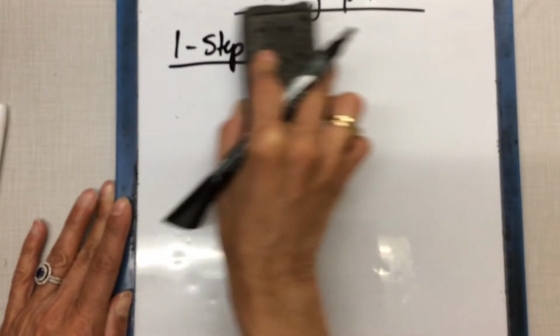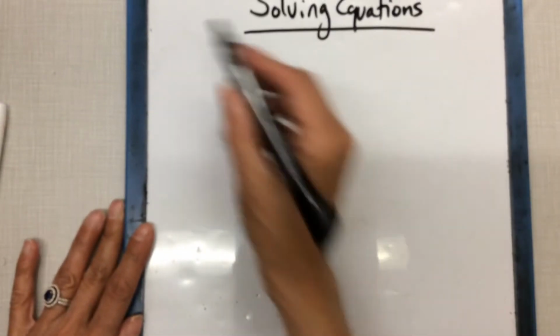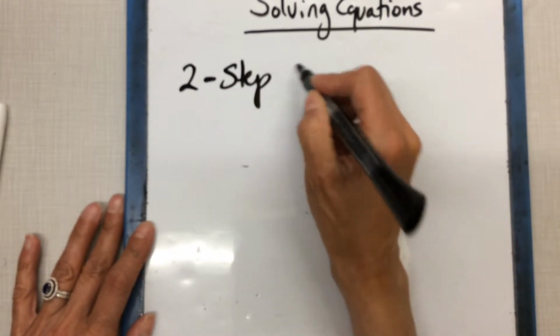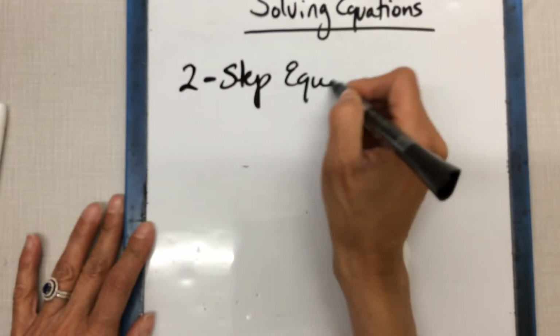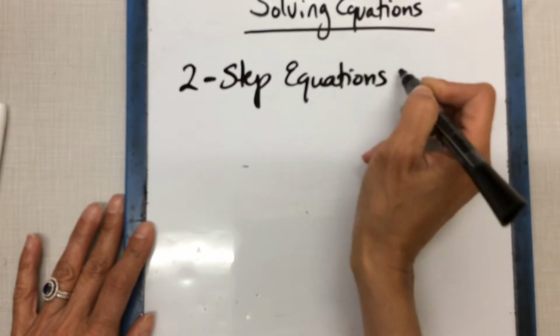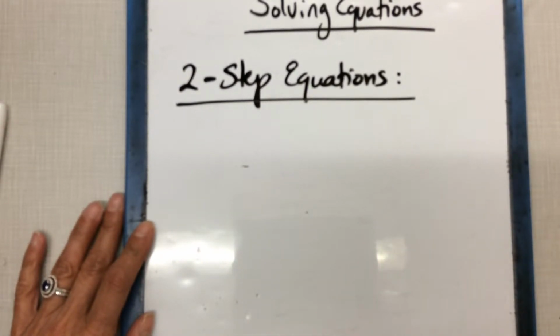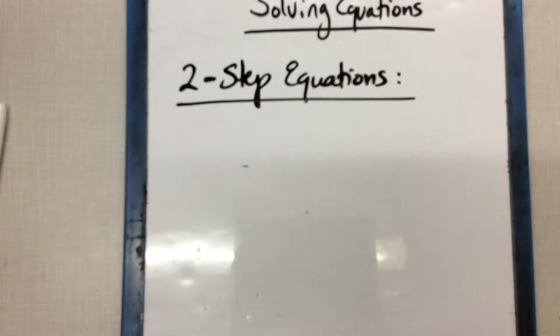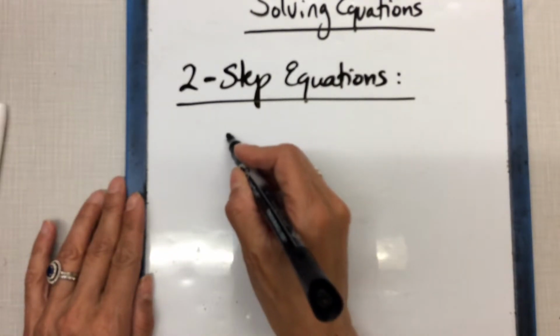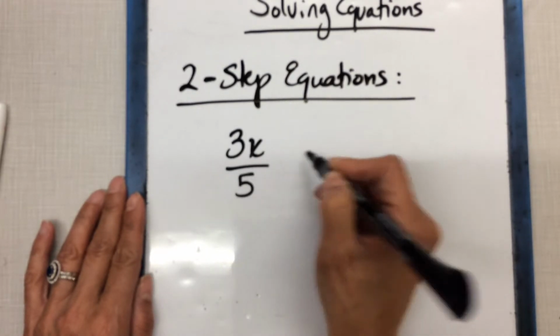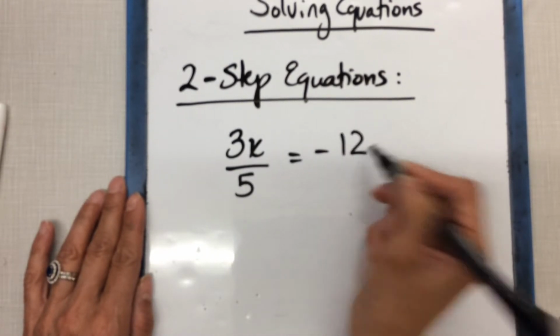Let's move on to two-step equations. Two steps basically means that you've got more than one operation. And so you have to remember and decide, what will you do first? So, for example, if I have this equation, 3x over 5 is equal to negative 12.